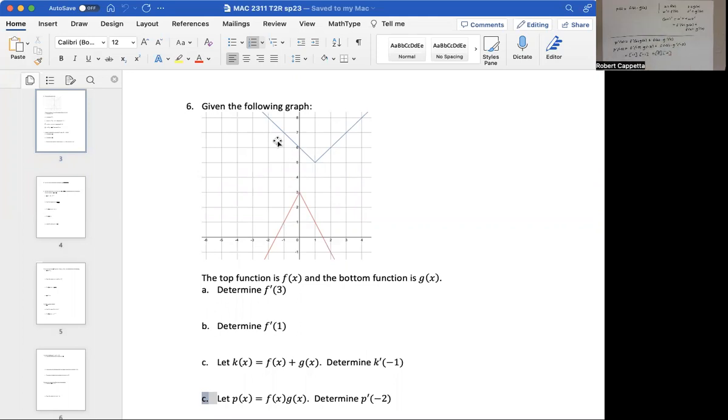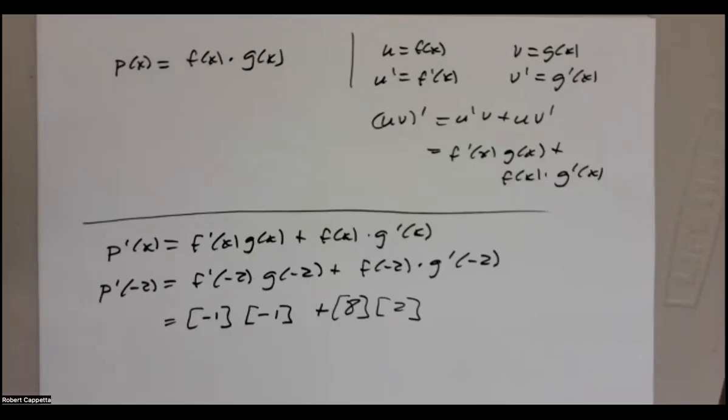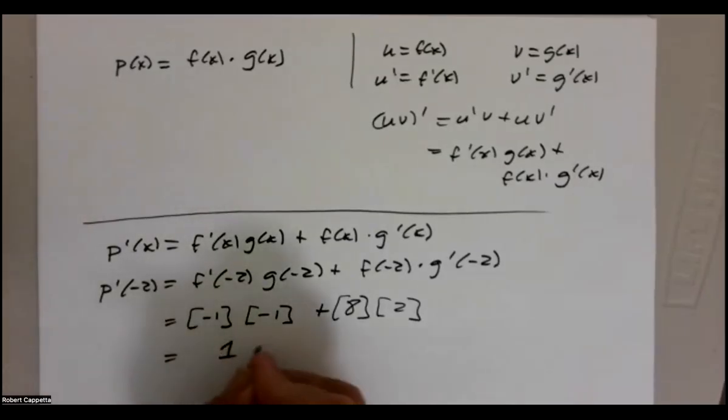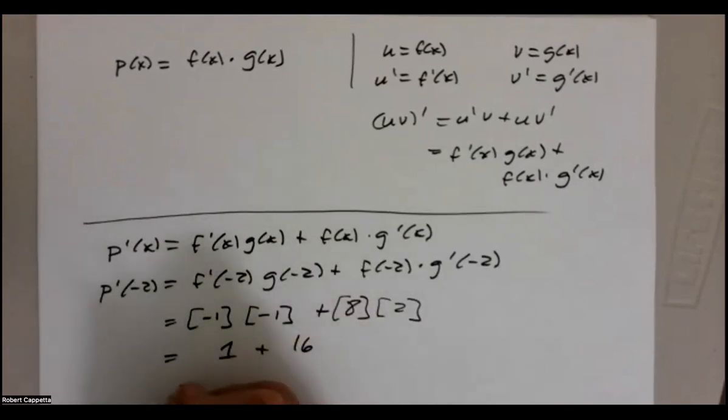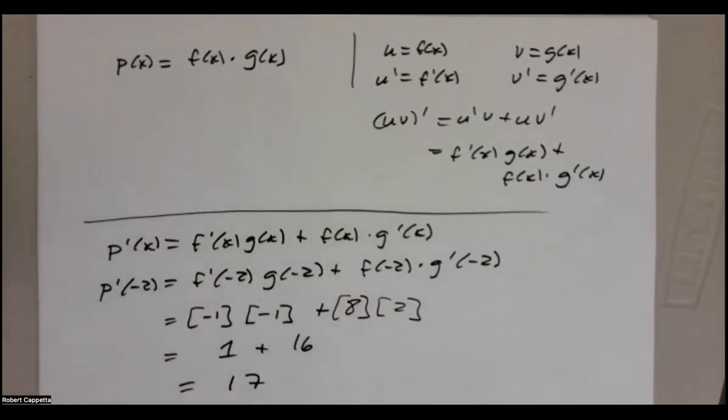So again, derivative here, negative 1. Value of the function here, negative 1. Value of the function here, 8. Derivative of the function here, 2. So these are the numbers that we have. Multiply them together. I get 1 plus 16. And my answer is 17.